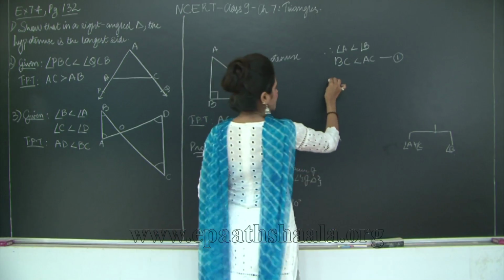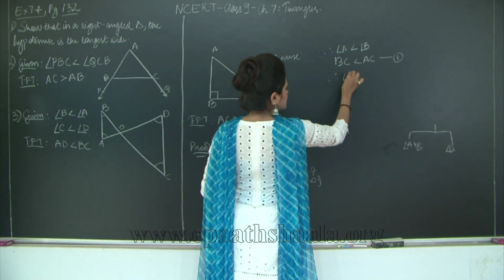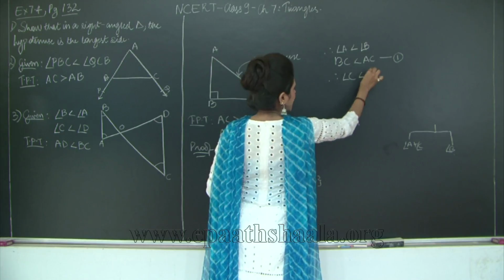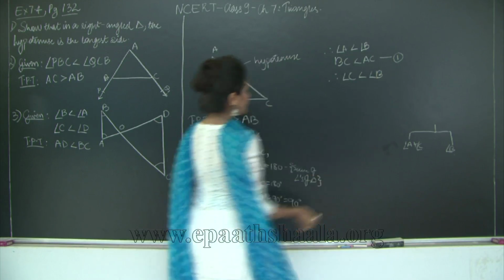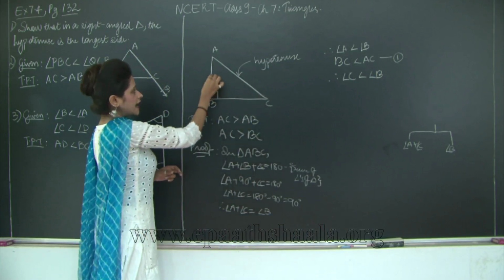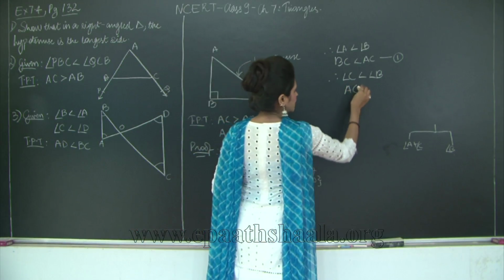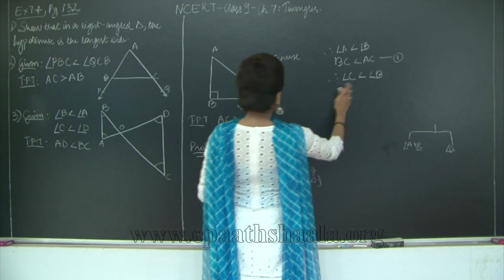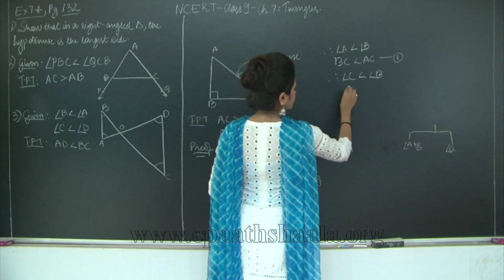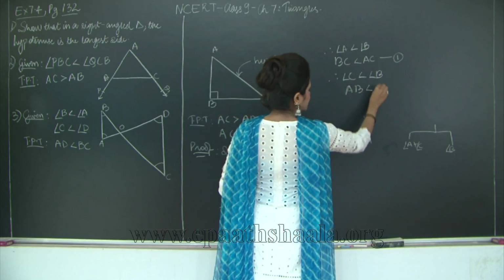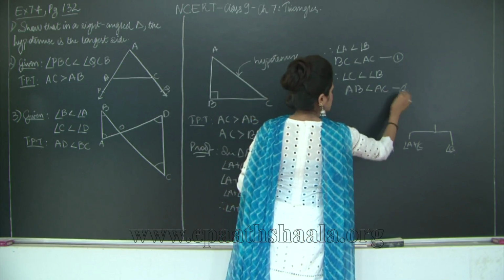Similarly, what do I have? Therefore, angle C is less than angle B, correct? Now the side opposite angle C is AB. So AB is less than AC. I'll mark this as 2.